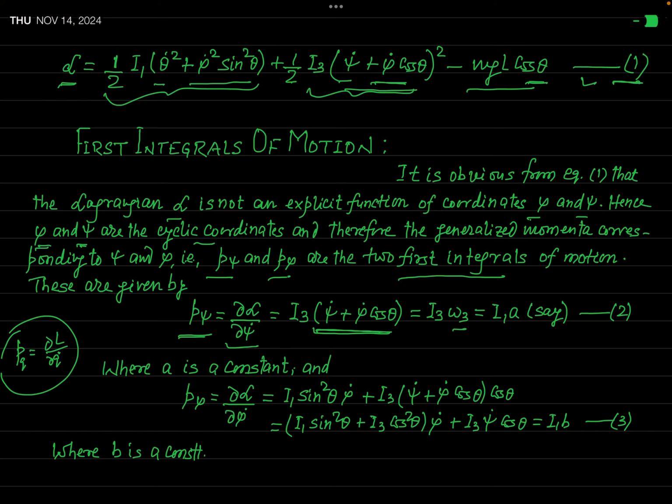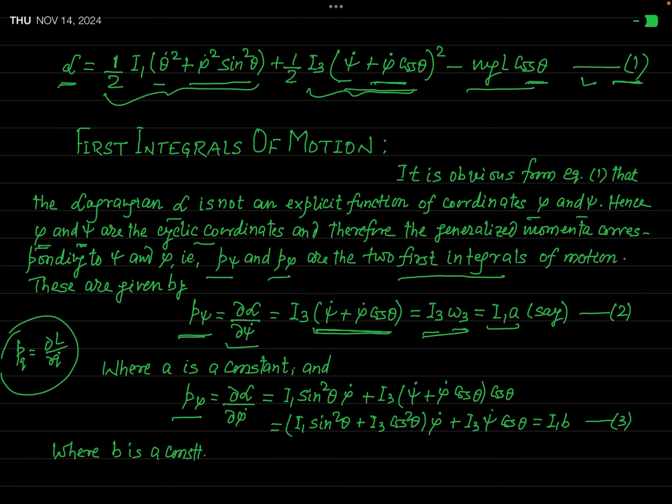Actually, our aim is to express this principal moment of inertia I3, which is about the axis of symmetry, in terms of the principal moment of inertia about the x or y axis, that is x dashed or y dashed axis. So we consider for simplicity that this I3 omega 3 is equal to I1 times A, where A is a constant.